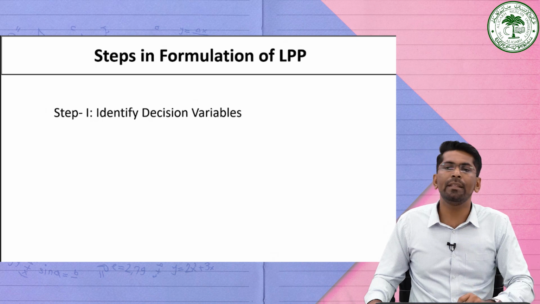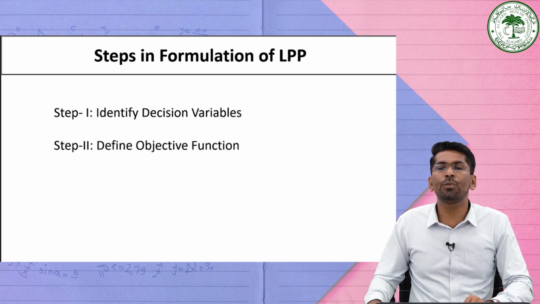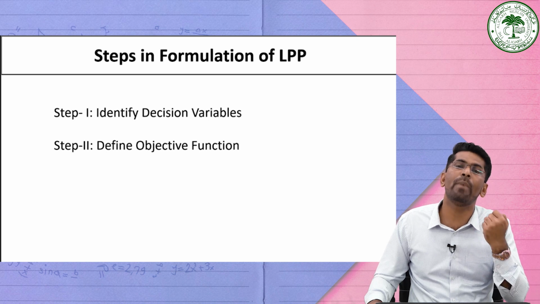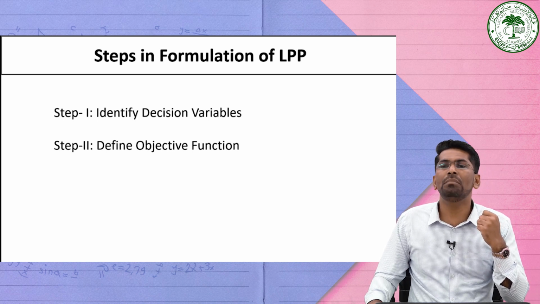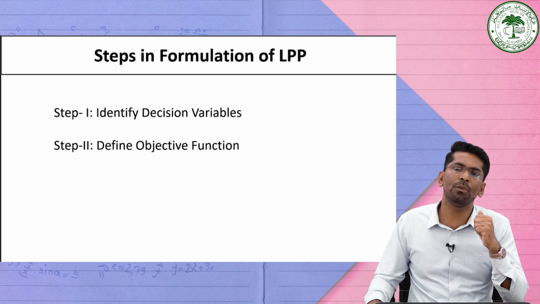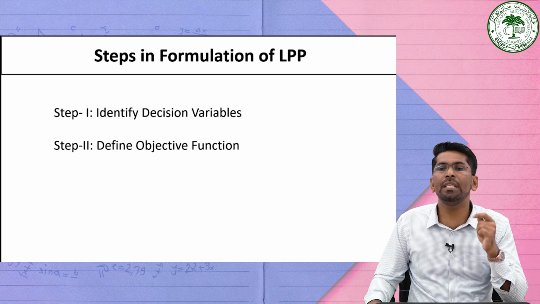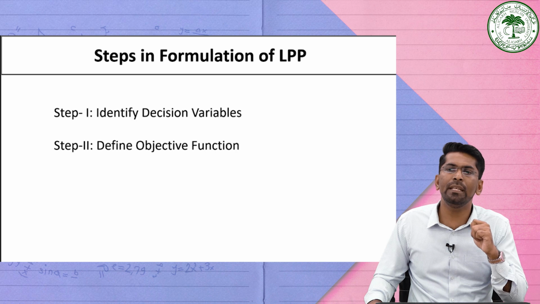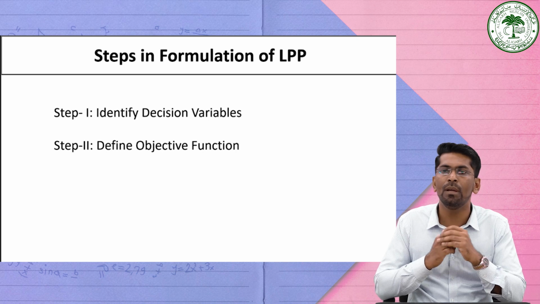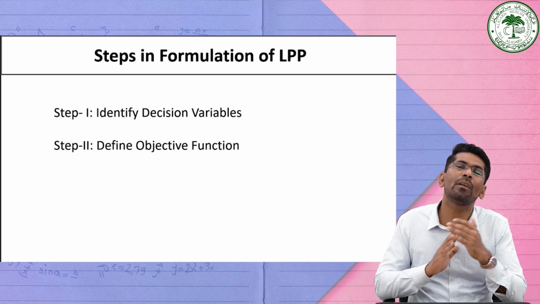After identifying the decision variables, the next step is to define the objective function, where we determine the goal or objective we want to optimize. It could be maximization of profit, minimization of cost, maximization of efficiency, or achieving some other quantitative aims, entirely depending upon the nature of the given problem. We express the objective function as a linear combination of decision variables with coefficients representing their contribution.